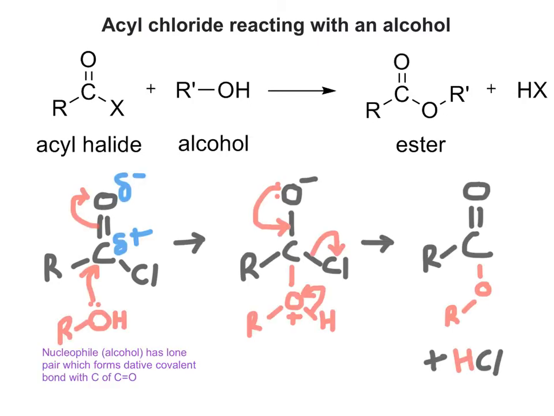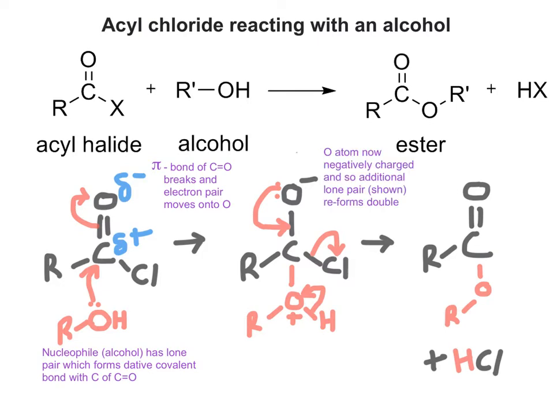So the first thing that happens is the nucleophile, usually an alcohol, has a lone pair which forms a dative covalent bond with the carbon of the carbon double bond oxygen. You'll see that the carbon has a delta plus and the oxygen has a delta minus. The next thing that happens is the pi bond of the carbon double bond oxygen breaks, and that electron pair moves on to the oxygen atom. The oxygen atom is now negatively charged, so the additional lone pair that it's picked up by taking an electron pair from the pi bond reforms the double bond.